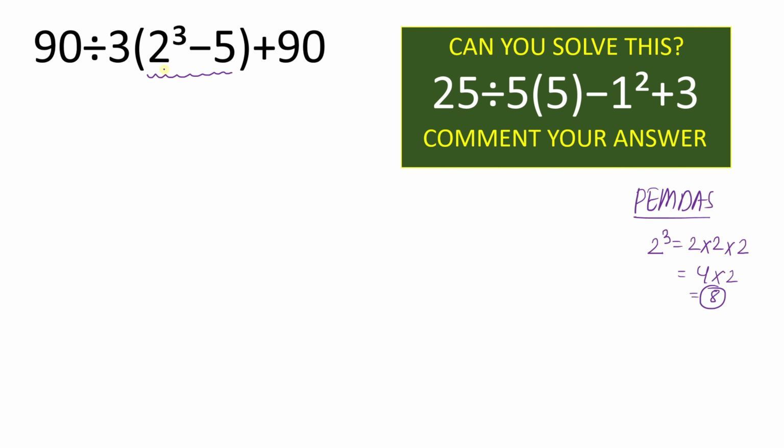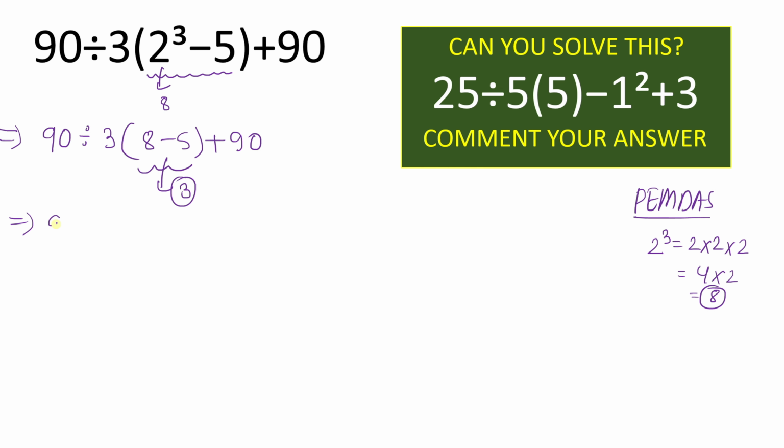So we can write 8 in place of 2³, and when we write 8 we will write 90 ÷ 3(8 − 5) + 90. We will do the parenthesis operation. 8 − 5 will give the result 3. So we will write 90 ÷ 3 × 3 + 90.